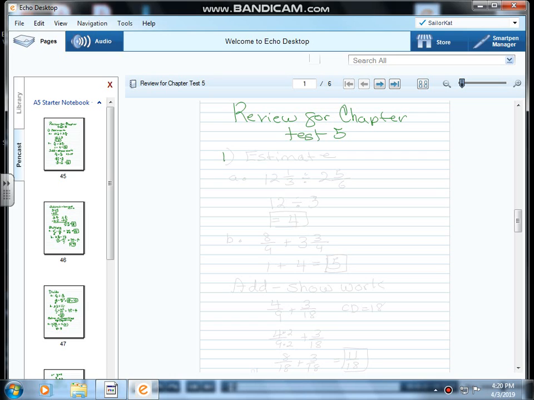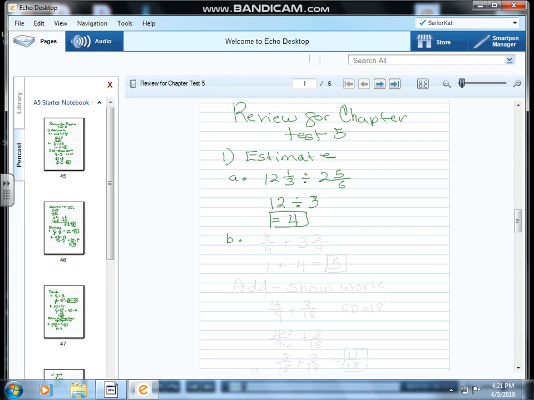The first thing you need to know is to estimate. For example, if you have 12 1/3 and you're going to divide it by 2 5/6, round the 12 1/3. It will be 12 because 1/3 is not close to 5 or above. And round the 2 5/6 to 3. It's almost 5/6 is almost 1. Then your answer is going to be 12 divided by 3, which is 4.